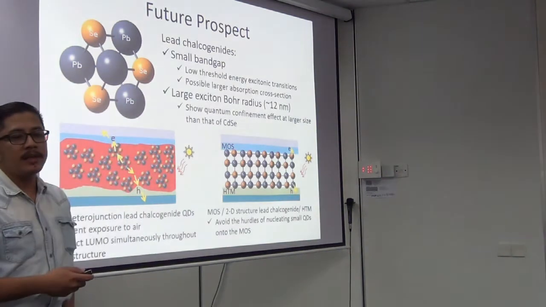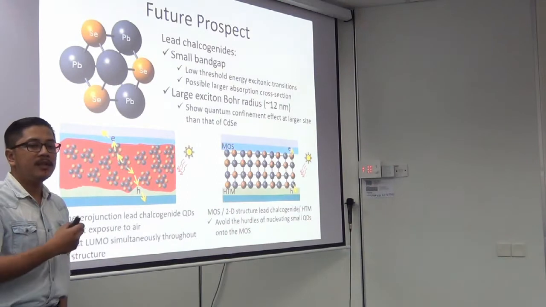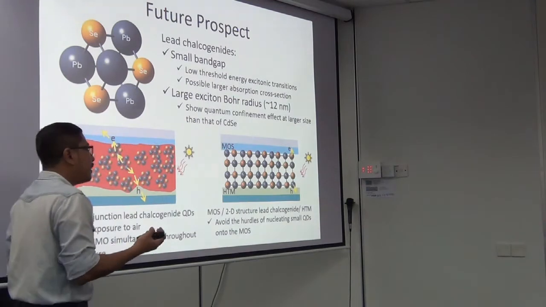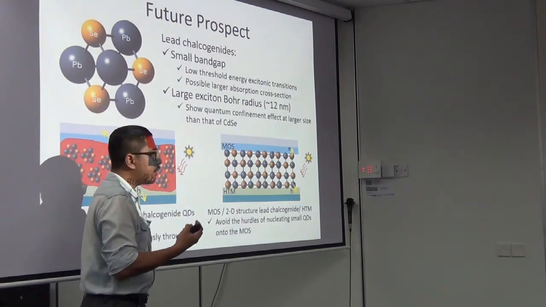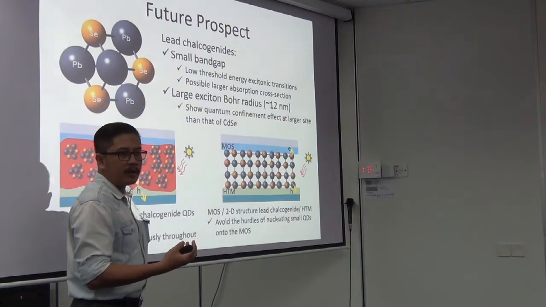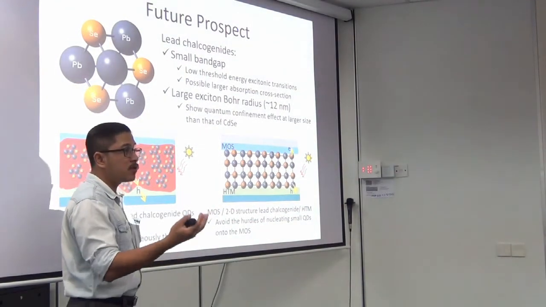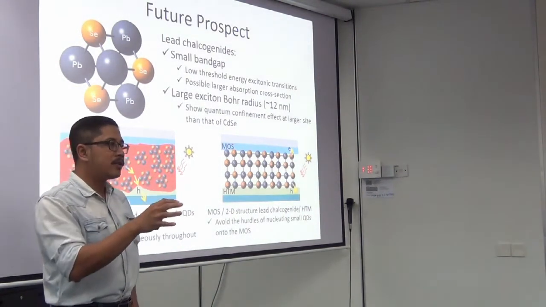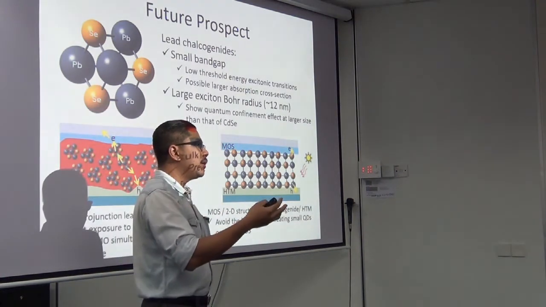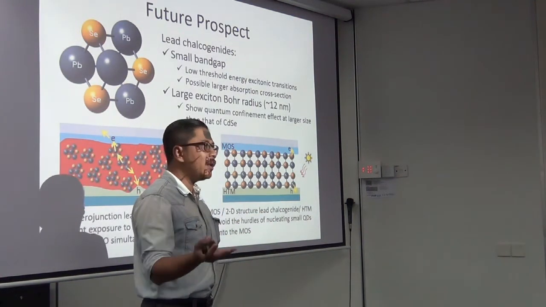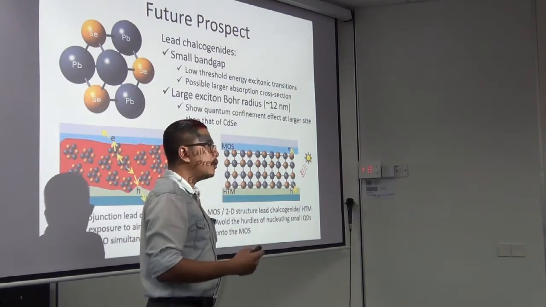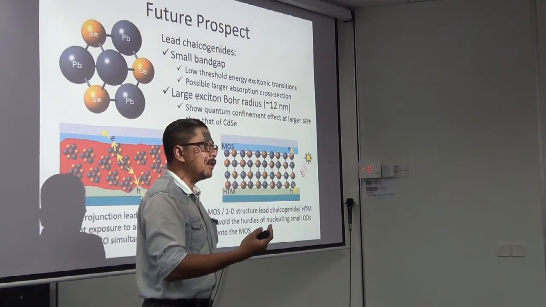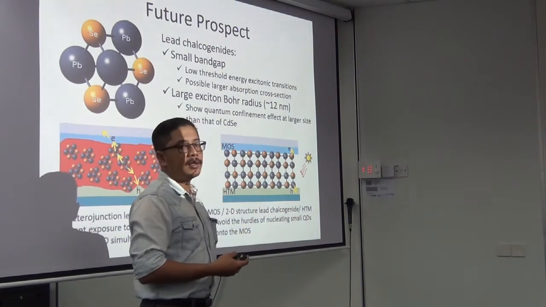Number two, why lead chalcogenide? It has a large exciton Bohr radius, approximately 12 nanometers. Why? Because any cluster of material which is smaller than the exciton Bohr radius is considered a quantum confined structure. And why do we need to look at quantum confined structures? Because only quantum confined structures could present multi-exciton generation. Why multi-exciton generation? Because upon absorption of one photon, we could get many excitons, and many excitons means higher ISC, or short circuit current.